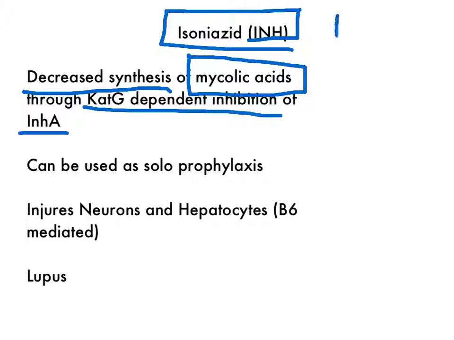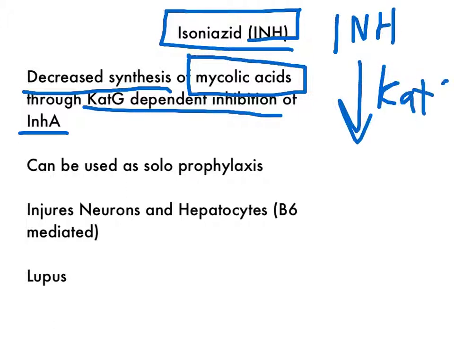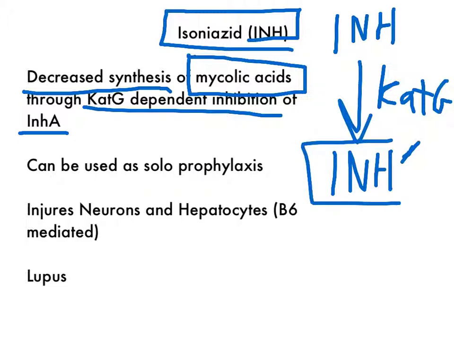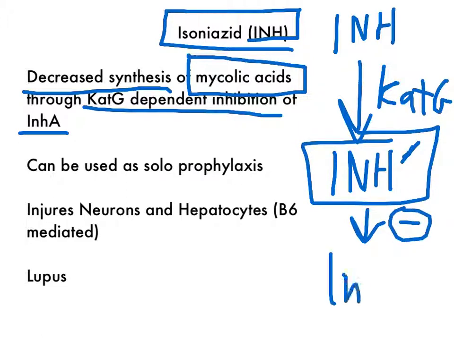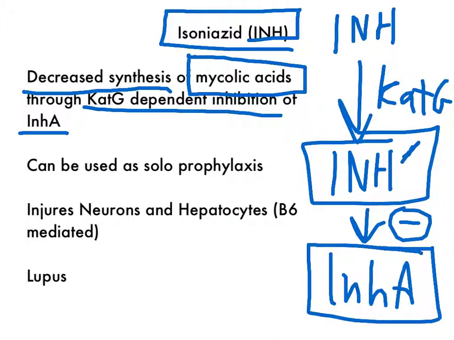Here's the idea: you have INH, which is actually a prodrug, and it has to be metabolized by the Mycobacterium into the active metabolite, which I'll call INH prime. Then this INH prime will go on to inhibit the enzyme InhA, which is involved in mycolic acid synthesis. InhA stands for enoyl acyl carrier protein reductase, but that's not really important. Just know that it blocks InhA, which is responsible for mycolic acid synthesis.